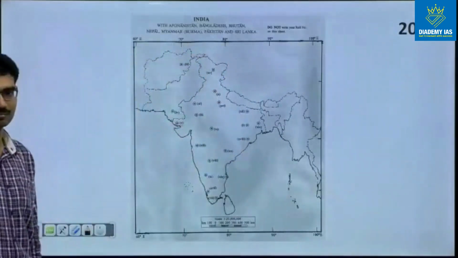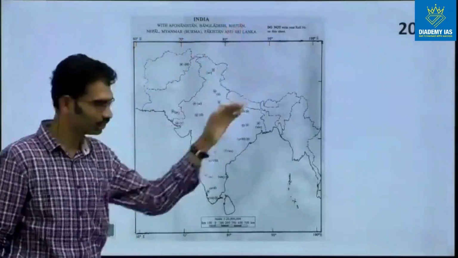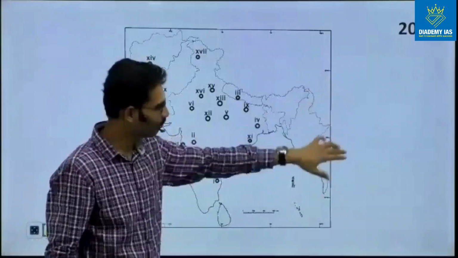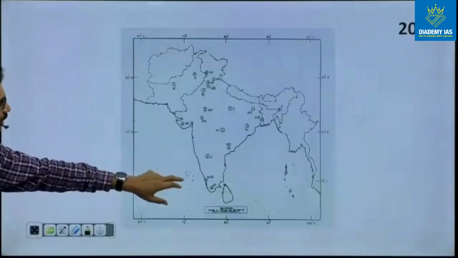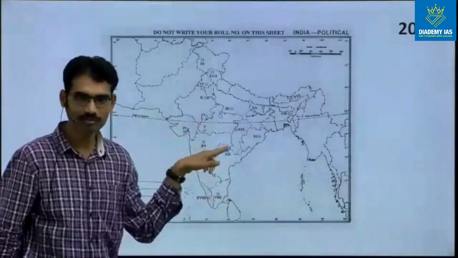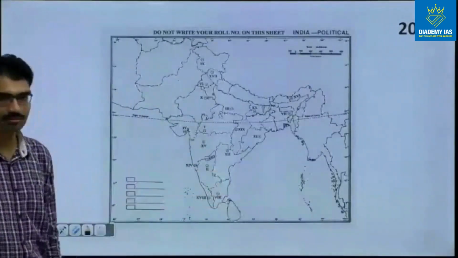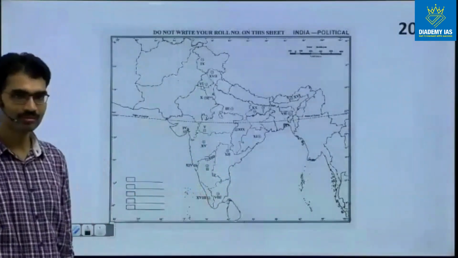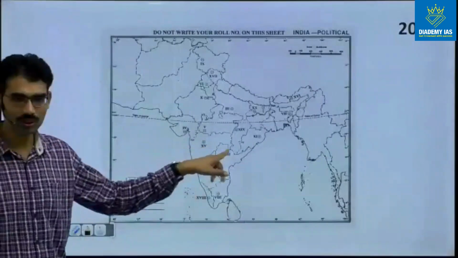What are these numbers? 60, 70, 80, 90 longitude, and here latitudes. Based on this, we should be able to identify the exact location. 14, 15, 16, 17, and you see from 20. What difference will you observe here between this and this? Exactly. Physical completely, and here political boundaries are also given.